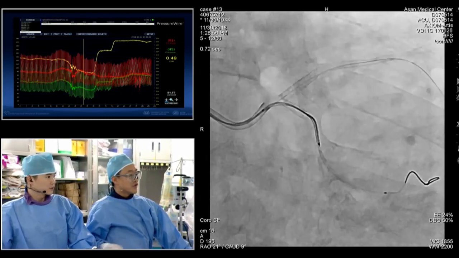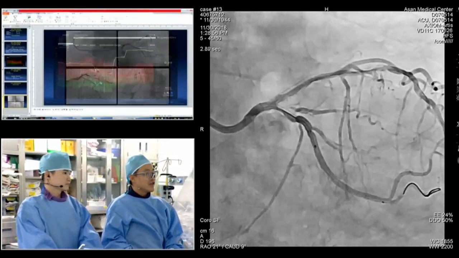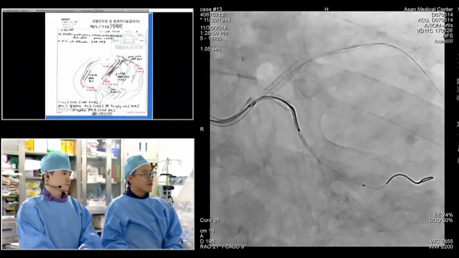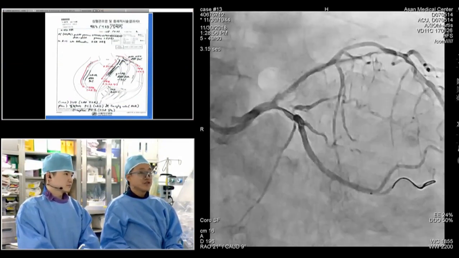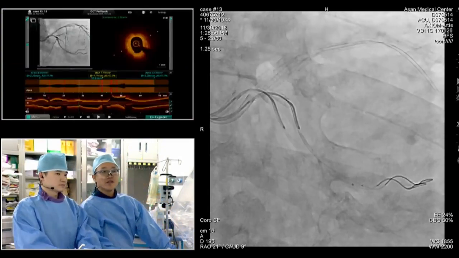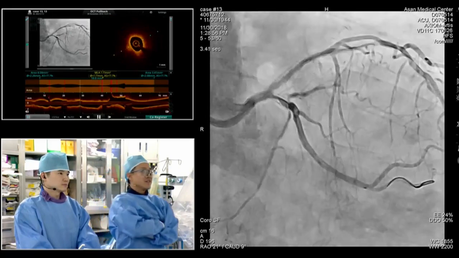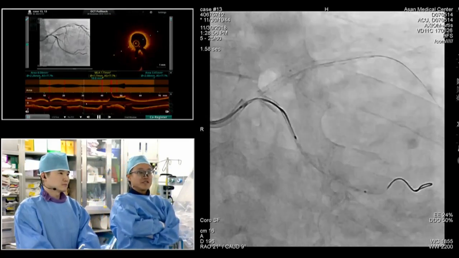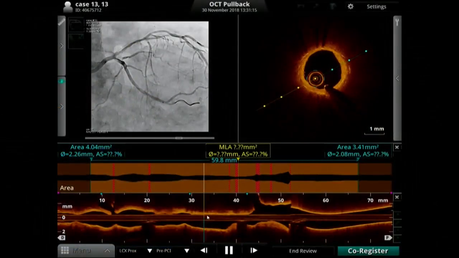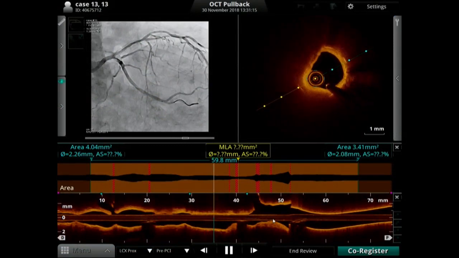Do you have co-registration? Okay, here we did co-registration for SOC and then checked the IVUS pre-intervention. Can you explain the SOC finding? Circumflex artery, SOC FFR is 0.9. Yeah, pullback from distal to the left main.